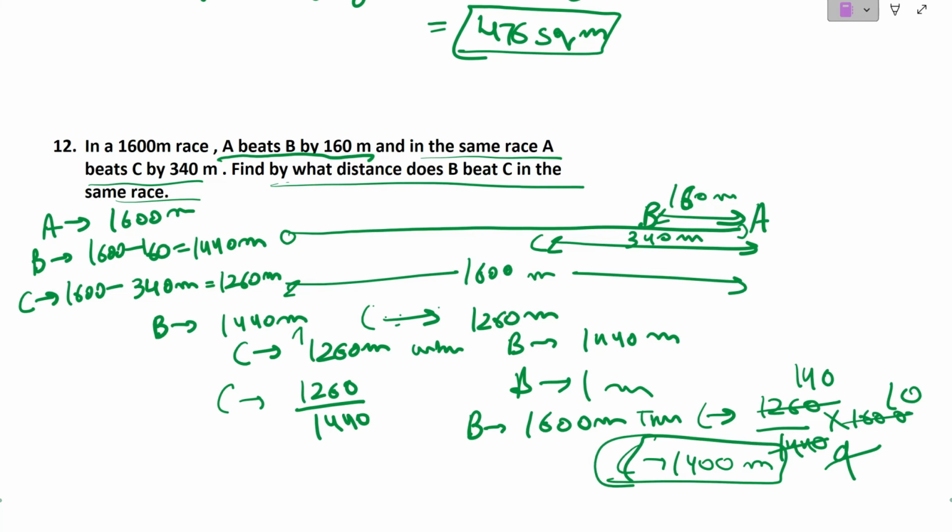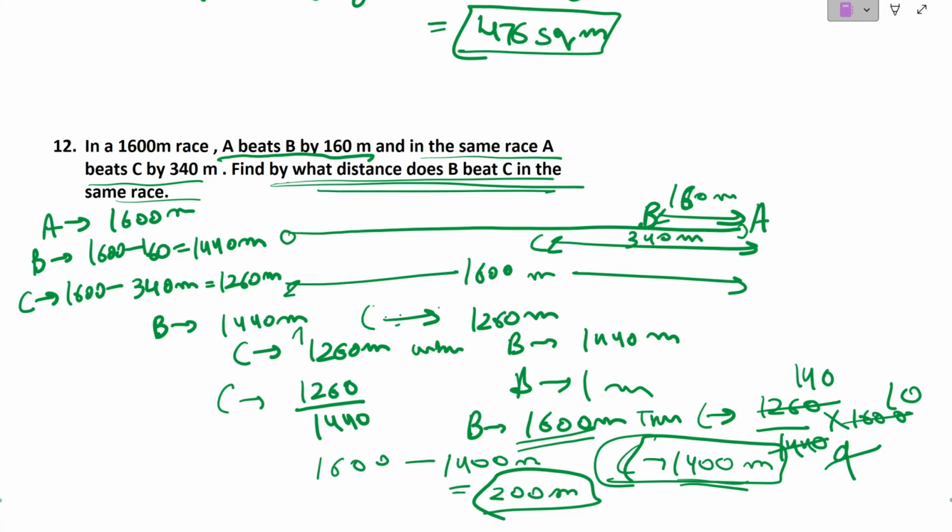So the question is asking, find by what distance B beats C. When B covers 1600, C covers 1400. It means C is behind B by how much distance? 200 meters. This is the distance between B and C at the moment when B finishes the race.